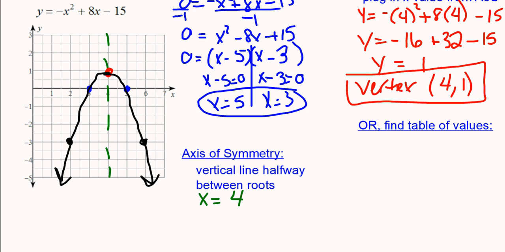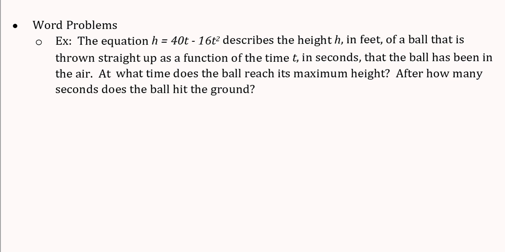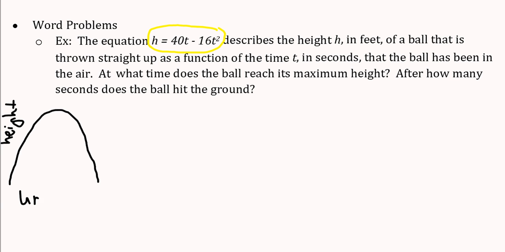Now, lastly, word problems. The equation describes the height in feet of a ball thrown straight up in the air as a function of time. I'm noticing that this equation has a t squared in it, which does mean it's going to be a parabola. So I can just imagine this ball being thrown up in the air and eventually it's going to come back down again. This is basically what's going on here. So h is the height in feet, and t is going to be the time in seconds.